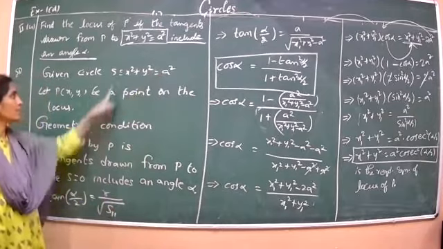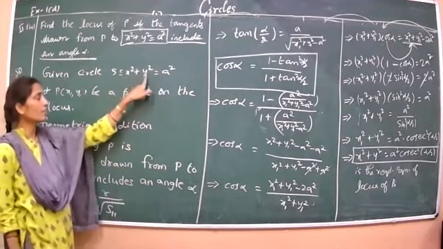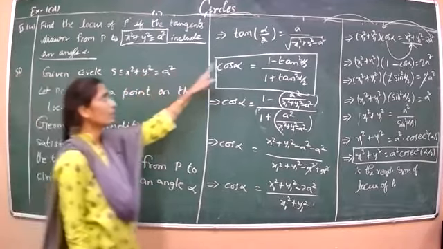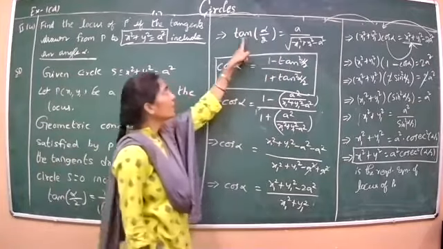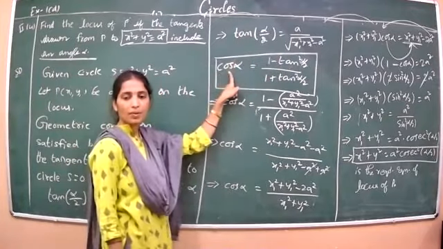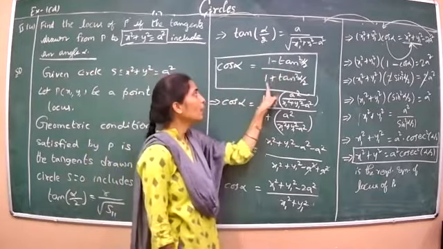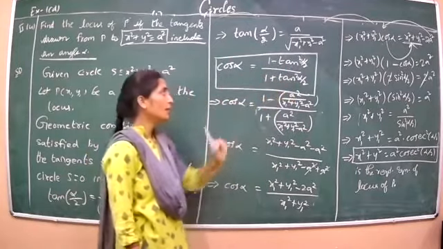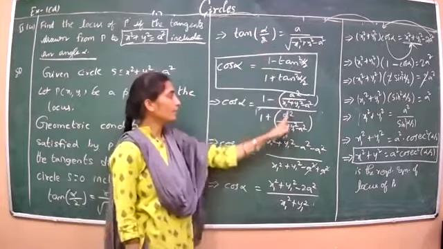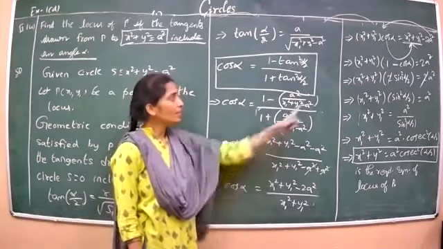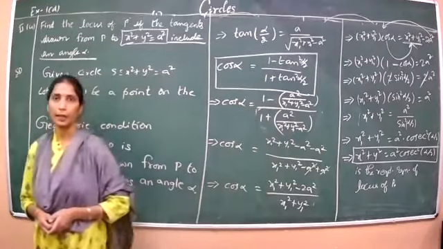And write S11 for the radius surface x1 square plus y1 square minus a square. And we convert tan to cos, from half angles to the full angles, using the formula 1 minus tan square alpha by 2 by 1 plus tan square alpha by 2. Substituting the tan value and simplifying, we will get the equation of required locus of P.